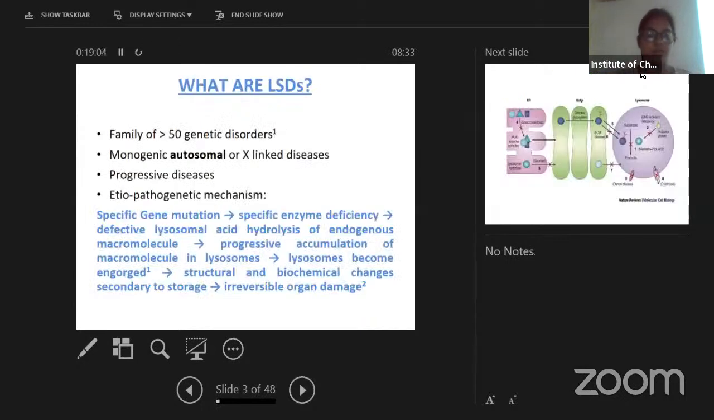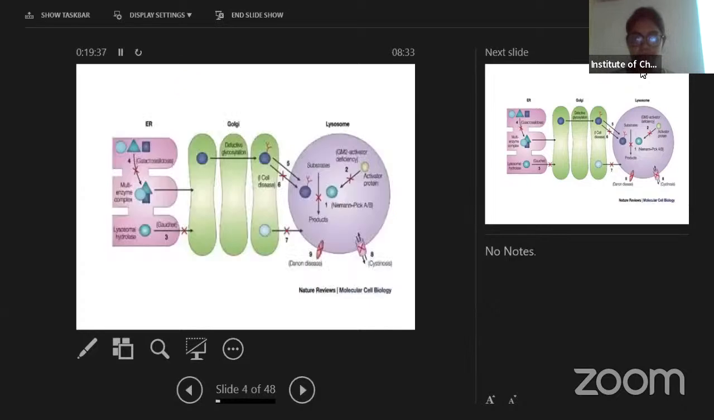What is LSD? Lysosomal storage disease. It is a monogenic, autosomal, or X-linked disease. In this, a specific gene mutation leads to a specific enzyme deficiency, which causes defective acid hydrolysis of the endogenous macromolecule, resulting in progressive accumulation of macromolecule in the lysosome, resulting in enlargement of the lysosome, which causes dysfunction of the multiple cell organelles within the cell, which eventually leads to irreversible organ damage.